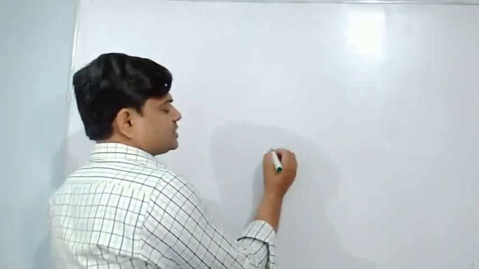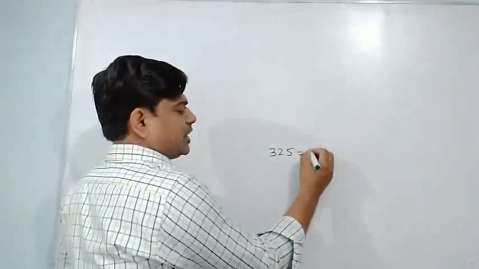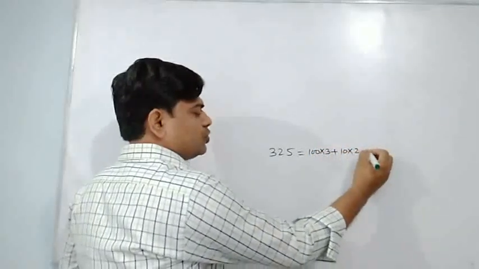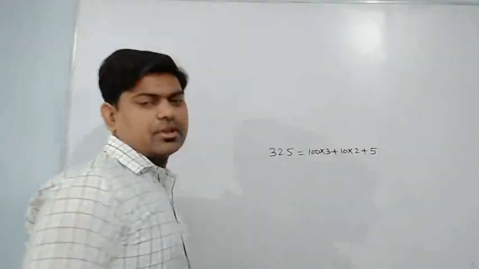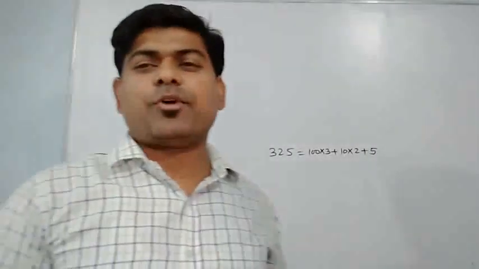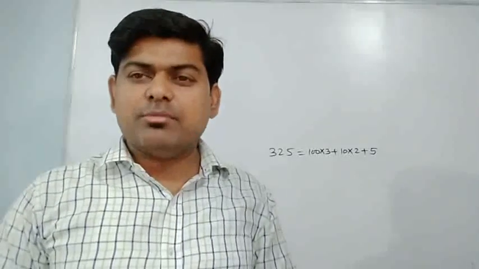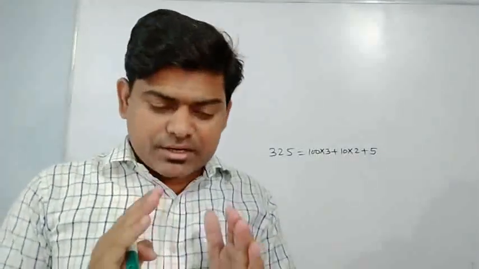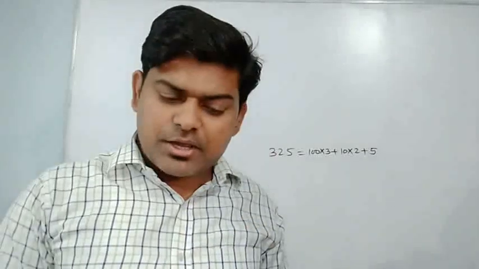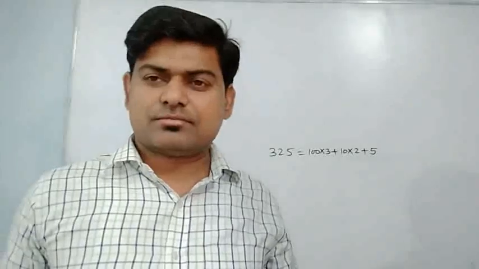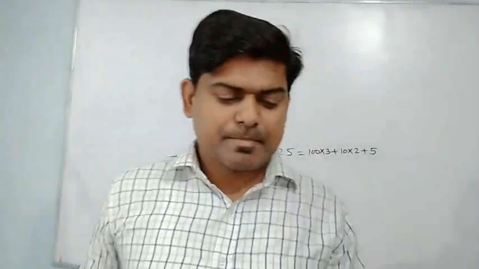As I have written that 75 is written as 10 into 7 plus 5, suppose I have a 3-digit number, 325. What should I write? 100 into 3 plus 10 into 2 plus 5. Meaning when we write it in expanded form, the hundreds digit will be multiplied by 100, the tens digit will be multiplied by 10, and the unit digit will be written as well. Now, what has been given?